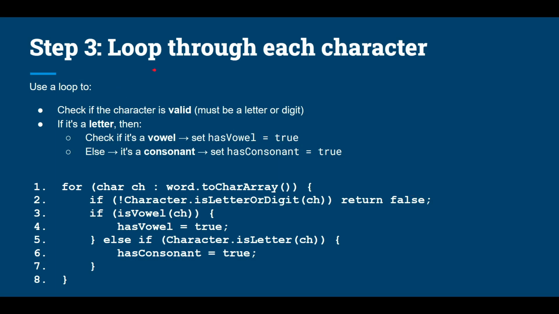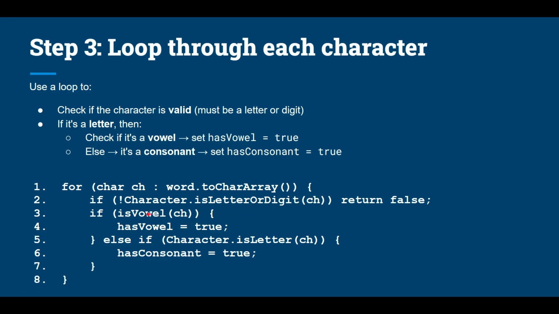Then in the next step, we'll loop through each character. The given string is word, and it's a string, so we'll convert it with toCharArray to get a character array, so that one by one we get each character, like ch. Now we'll check whether this character is a letter or digit. If it is, fine. If it is not a letter or digit, we'll return false right there and not do anything else. If it is a letter or digit, we'll continue further.